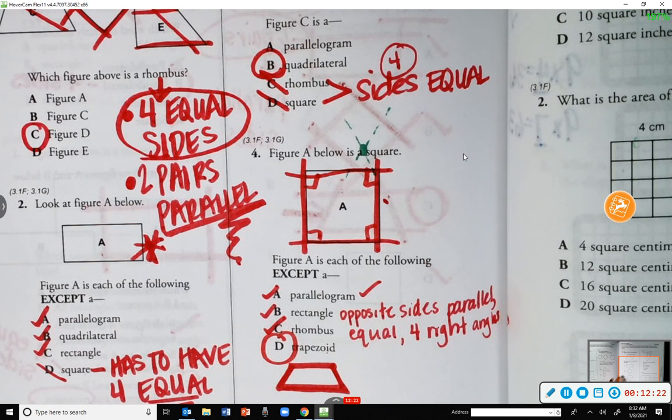So you really have to go through each answer choice and think about those rules for it to make sense, and eliminate them as you go. Okay? All right, so go ahead and put your books away.